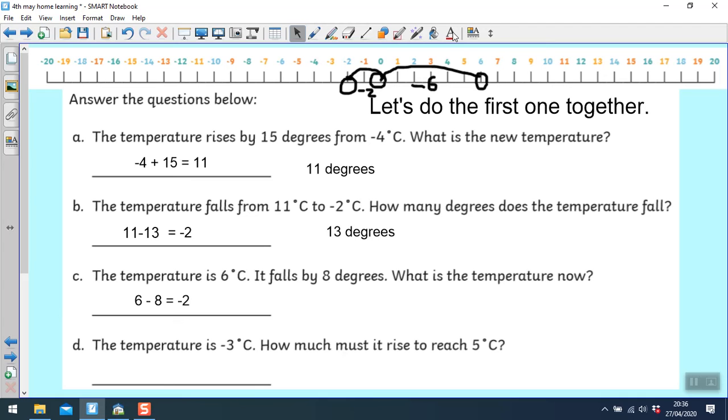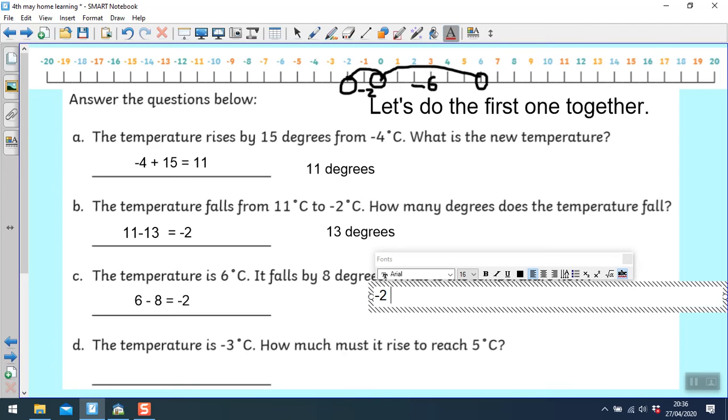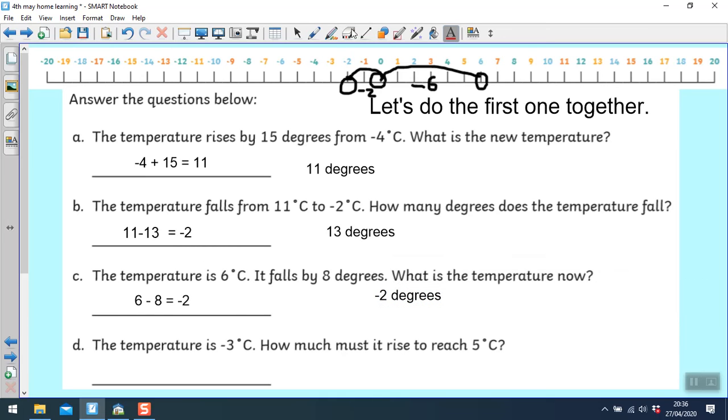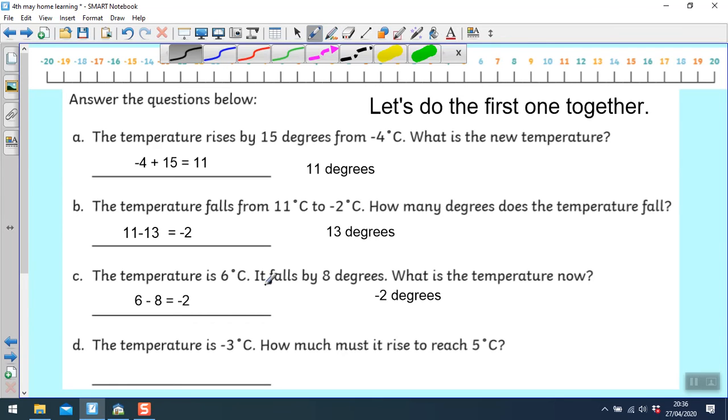Temperature now is negative 2 degrees. And the last one, the temperature is 3 degrees. How much must it rise to reach 5 degrees? The temperature is negative 3, which is here. How much must it rise to be 5 degrees? So what must you add to negative 3 to get to 5?